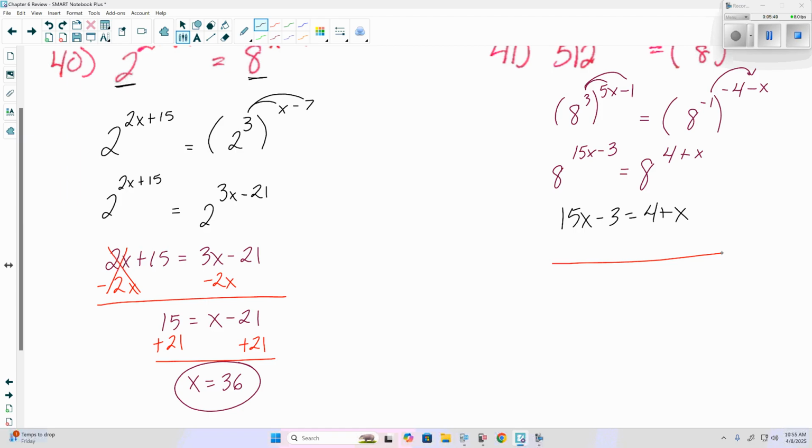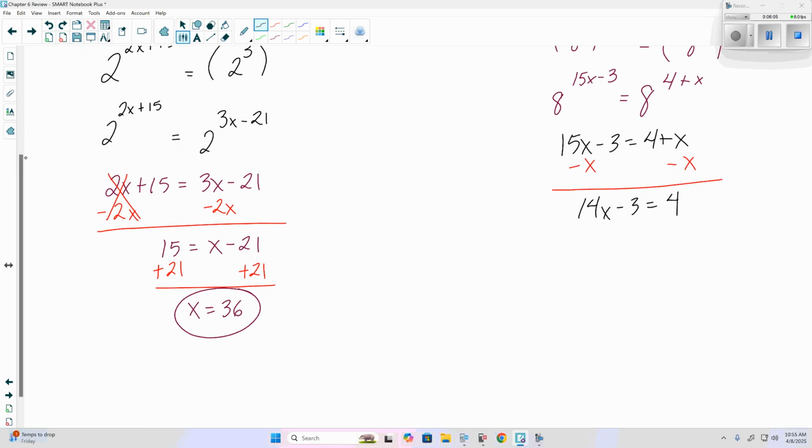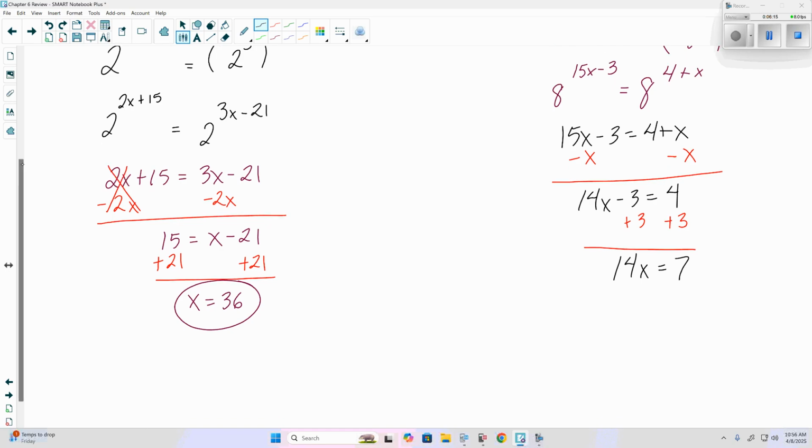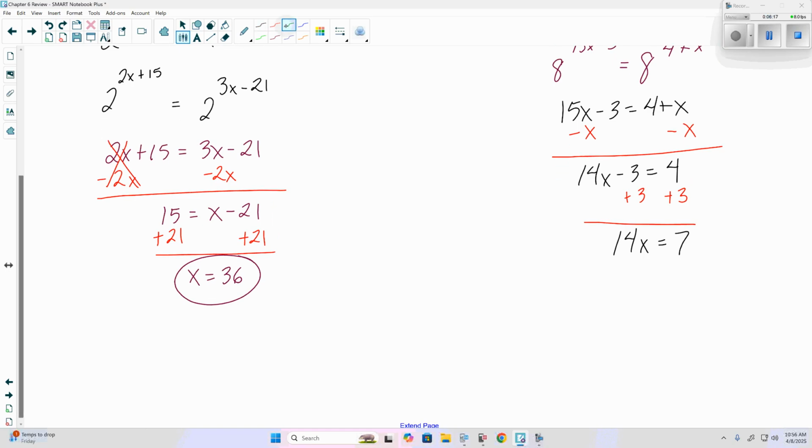We don't have x squared, we don't have x to a power greater than 1, we just need to get x by itself. So we can subtract x from both sides, telling us that 14x minus 3 is equal to 4. X is not by itself, so we can add 3 to both sides, telling us 14x is equal to 7. Last but not least, we can divide both sides by 14, telling us x is 1/2.